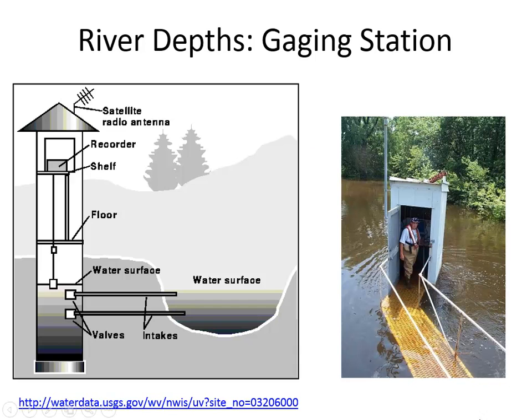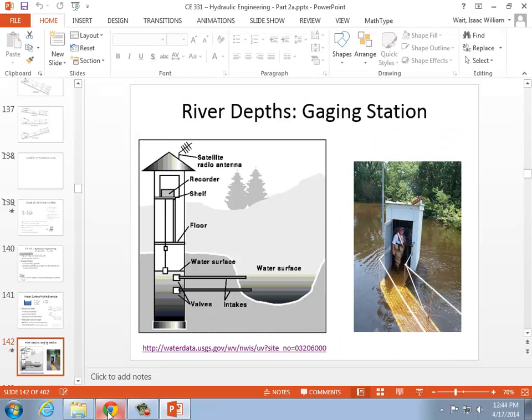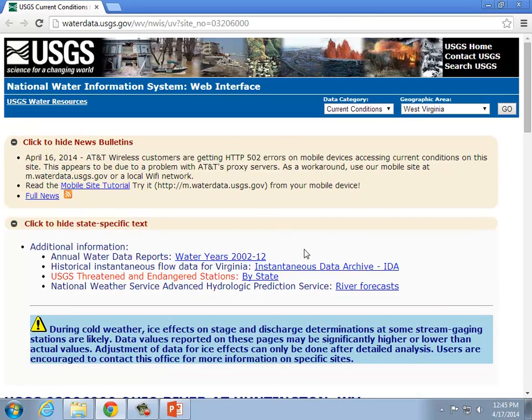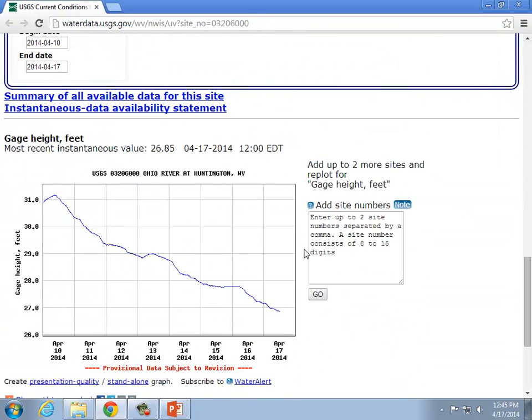Let's click on this link just because it's fun to click links, especially when they come from spammers, right? You never know what you're going to get in that case. But this one is going to take us to a USGS website that shows what river gauging data looks like. Let's wait for it to load here. This is showing the Ohio River at Huntington, West Virginia over the last couple of days.